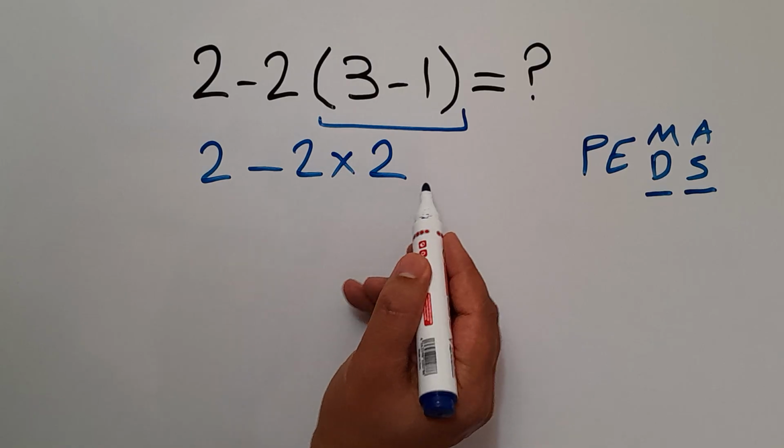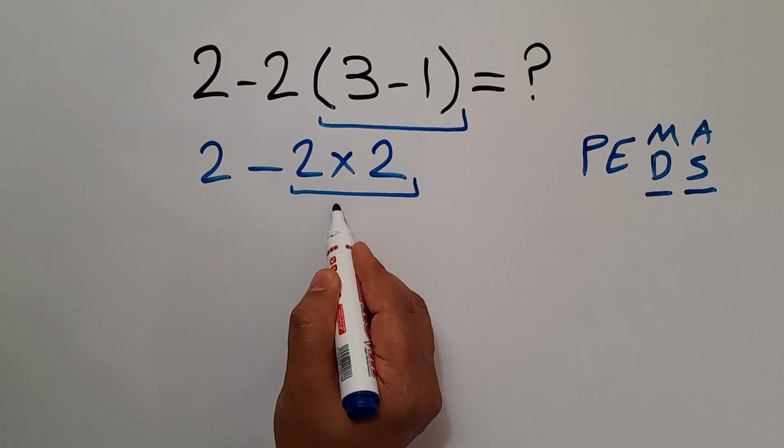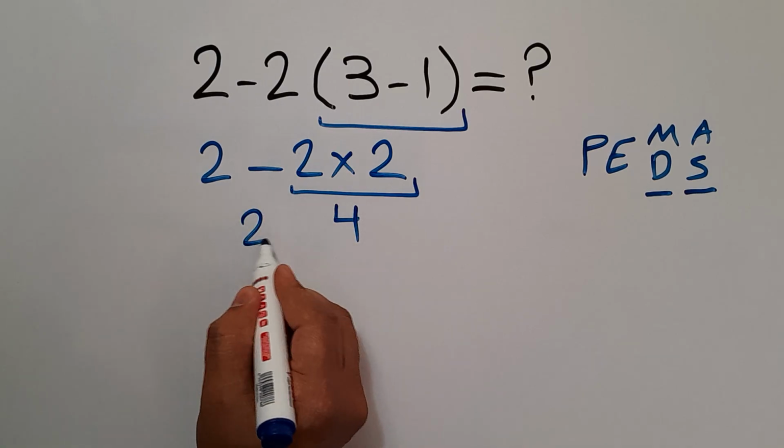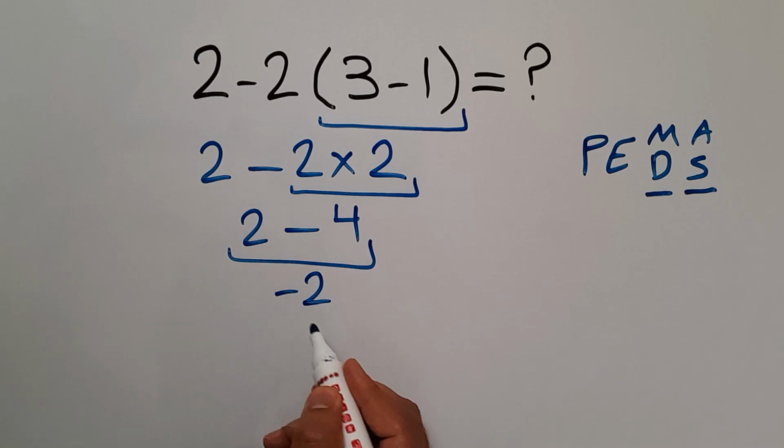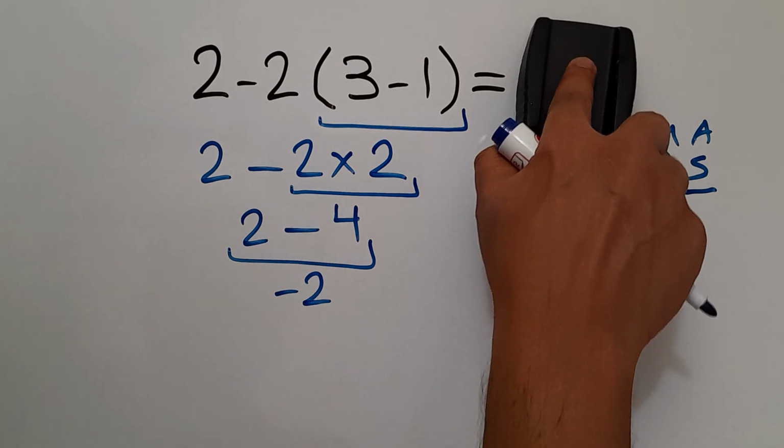2 times 2 equals 4. So 2 minus 4, which equals negative 2. So our final answer to this problem is just negative 2.